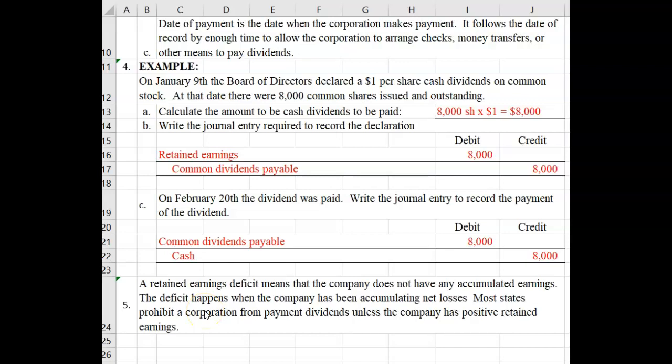Retained earnings is an equity account with a normal credit balance. If retained earnings is a deficit, it will have a debit balance. A retained earnings deficit means that the company does not have any accumulated earnings. This usually happens when the company has been accumulating net losses instead of net profits. Most states prohibit a corporation from paying dividends unless the company has positive retained earnings.